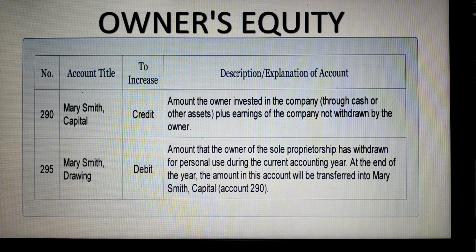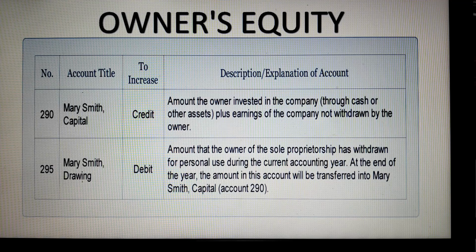So, capital can be an investment in cash, or it can be assets. Let us say the owner had invested a photocopier to the company in the use of service. So, he gave a photocopying machine to be used by the company so it can provide its services. So that is the capital. Plus the earnings, your net income or your profit, which goes directly to the capital.